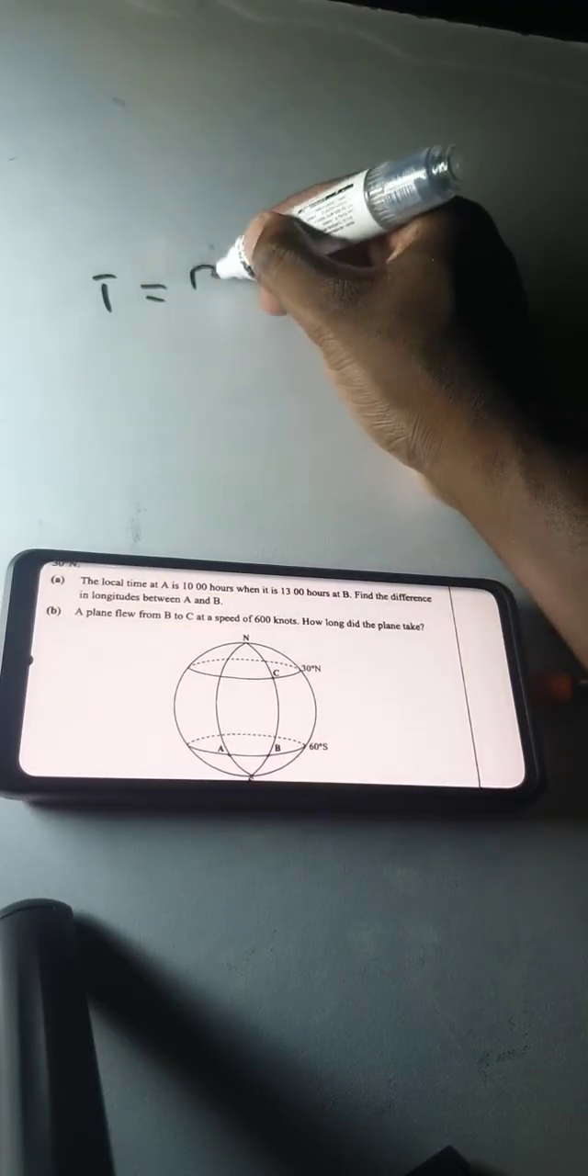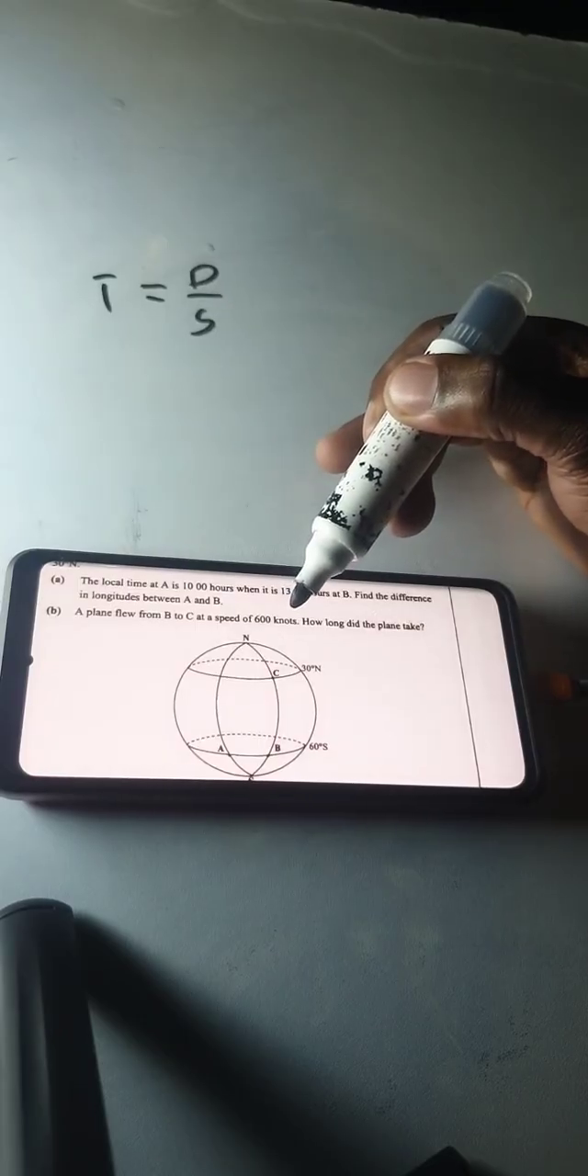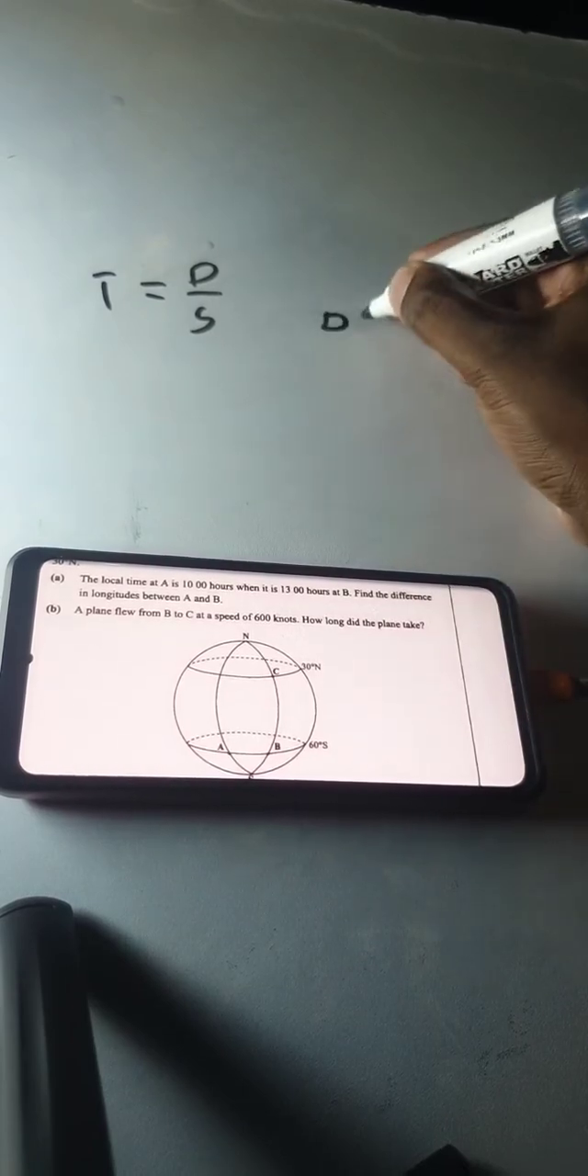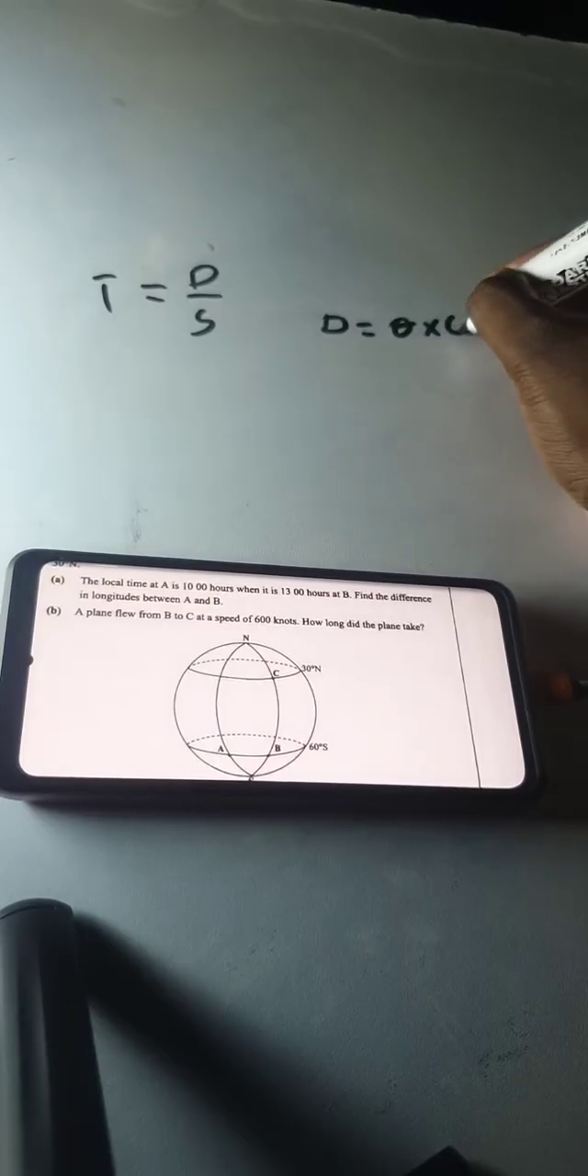So ladies and gentlemen, we are first going to find distance, because time is equal to distance over speed. We only know speed, which is 600 knots. Distance is not given. How do we find distance? In a case where it's not clearly indicated in the question, distance is equal to theta times 60.